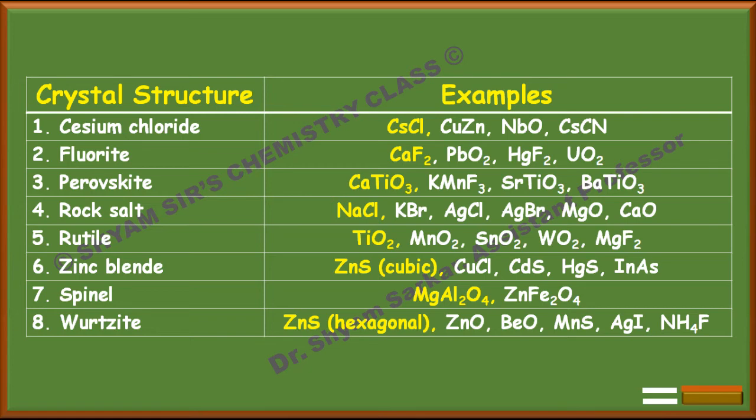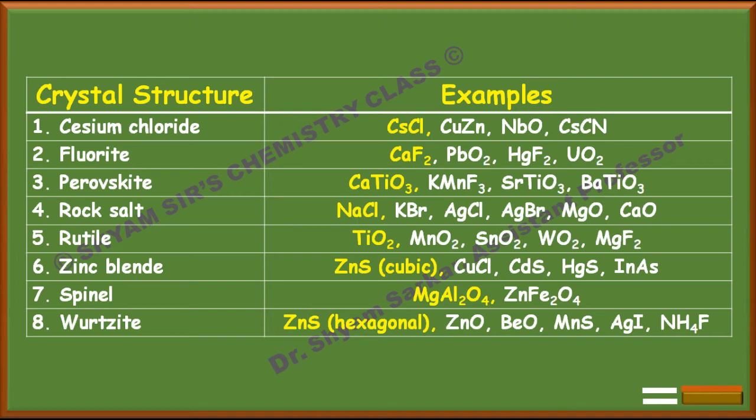Rock salt means automatically the NaCl structure. So 6 coordination number, NaCl structure is rock salt structure. There are many other examples like KBr, AgCl, AgBr, MgO, calcium oxide. So all these are types of rock salt structure. Now the next one, the fifth one, rutile structure.